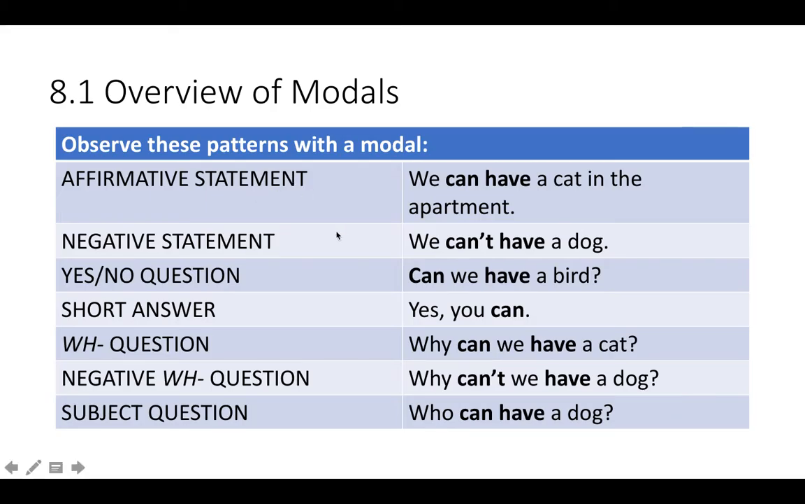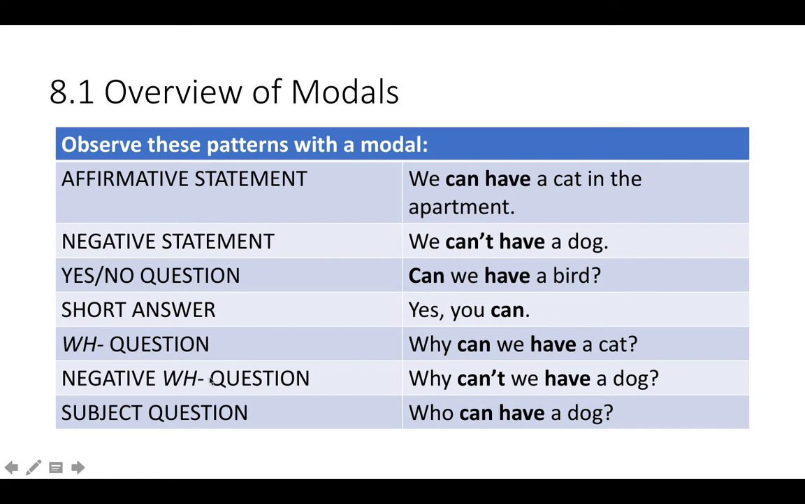Here are some of these patterns. Okay, here's the affirmative statement: we can have a cat in the apartment. And the negative, I'm going to have the not after the modal. We can't have a dog in an apartment, or we can't have a dog. And for the yes-no question, you're going to put can first. Can we have a bird? And the short answer looks like this: yes, you can.